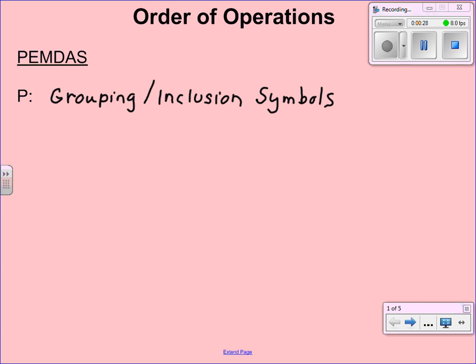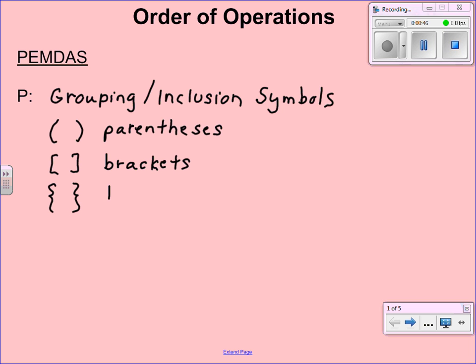There are four types of grouping symbols. The first are parentheses. We also use brackets. These are called braces. And the fraction bar is another type of grouping symbol. The fraction bar groups the numerator and the denominator. You simply work with the innermost grouping symbol first, and then work your way out.